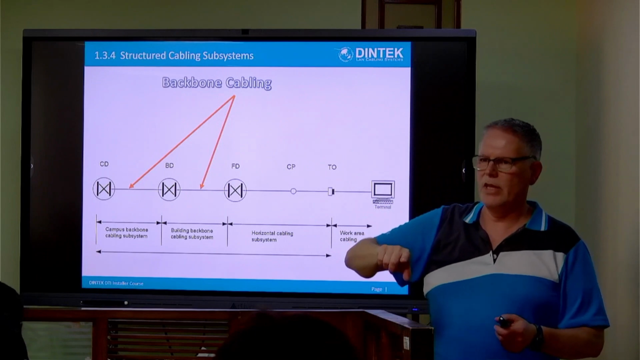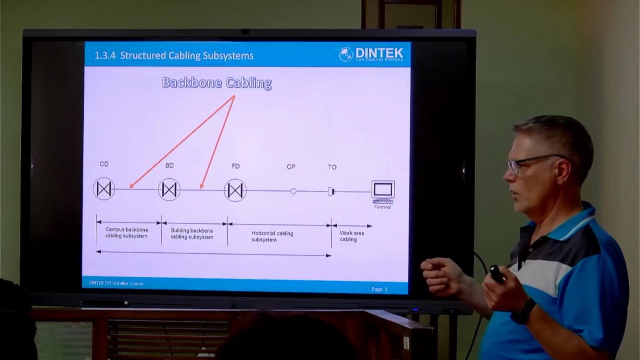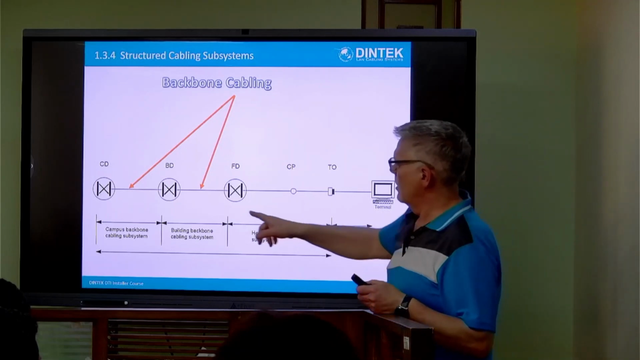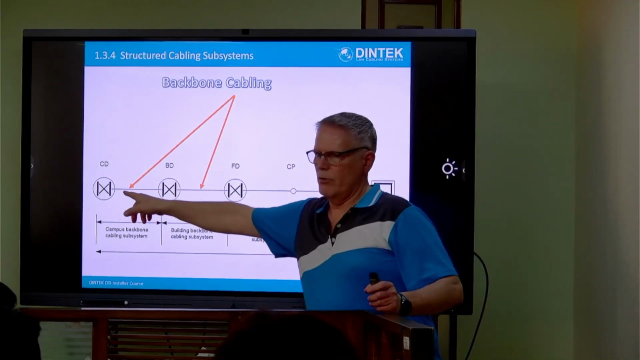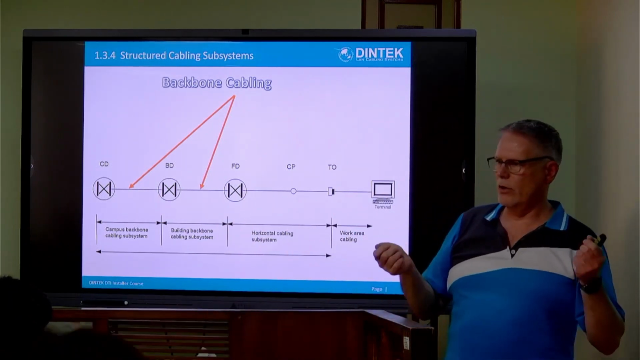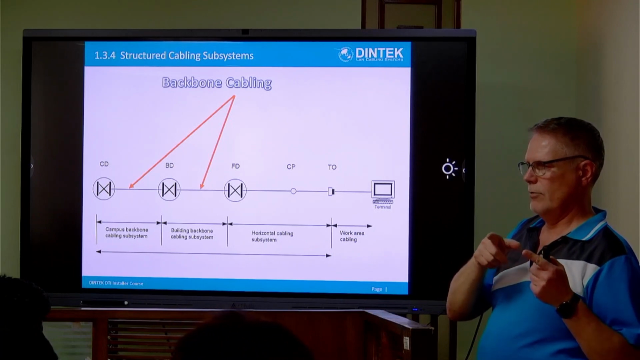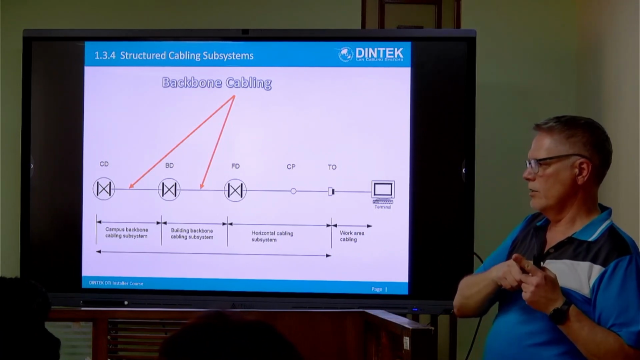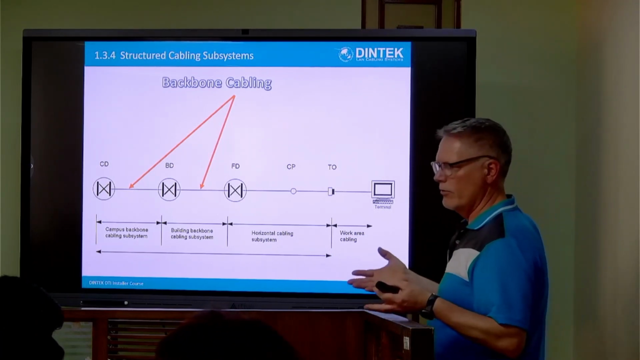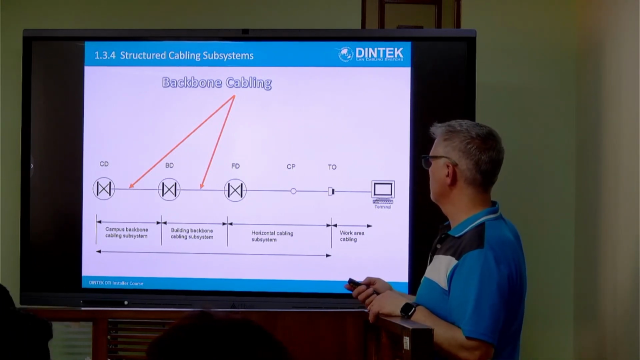The main reason for that is potential differences in earthing. A lot of the time, this building is going to have a separate electrical system from this building, and the potential difference to earth is going to be different, and that's going to cause problems on an electrical-based system like copper. Fiber, of course, it doesn't matter.